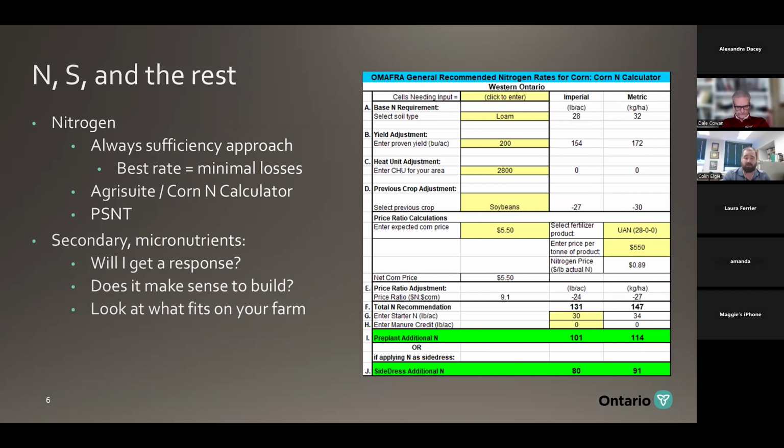With something like sulfur, where we know we're again kind of like nitrogen in a loss-prone environment, it doesn't make as much sense to try and build that up. But look at what fits on your individual farm is the right approach.